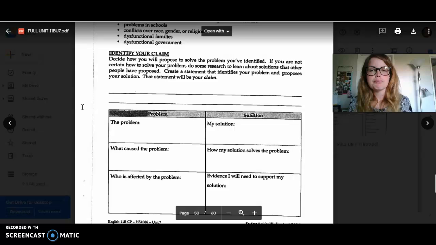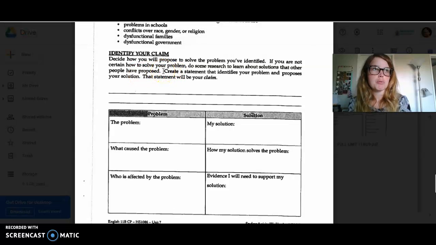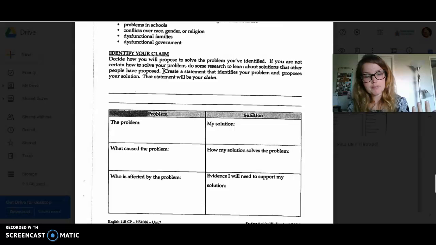Identify your claim. So you're going to decide how to solve the problem that you've identified. So you chose dysfunctional government, right? If you're not certain how to solve your problem, do some research about the solutions that others have proposed. So I might propose socialism because it works in like Switzerland and the Netherlands and things like that, right? So I've researched that. I know that that's a method that's worked for others. Now I know that that's the solution I would like to push, right?